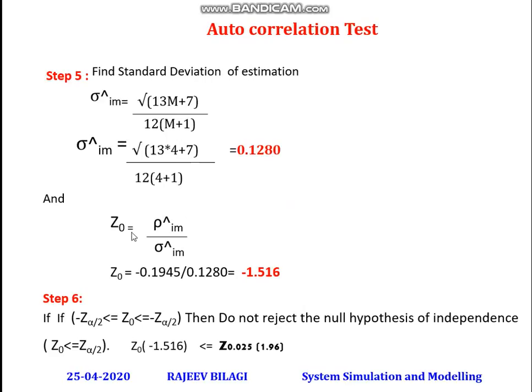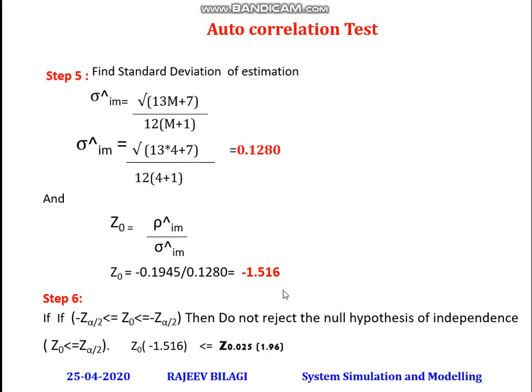So now Z naught equal to ρ̂_im divided by σ_ρim. So if you look at Z naught, it equals minus 0.1945 divided by 0.1280, which you are going to get as minus 1.516.